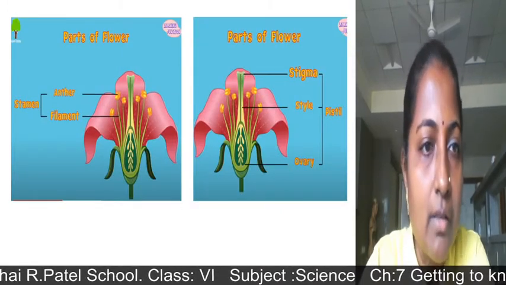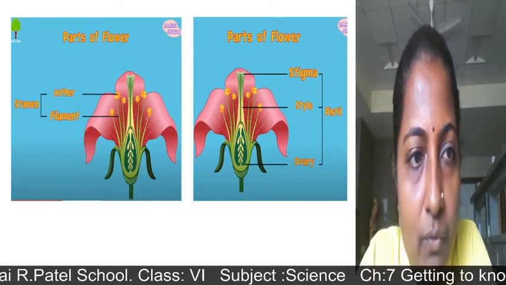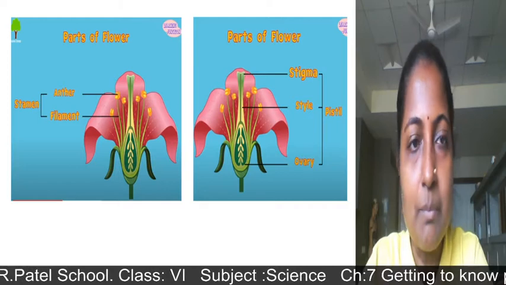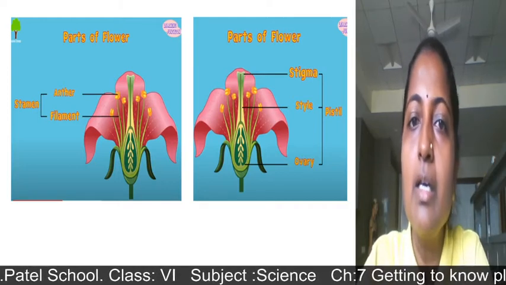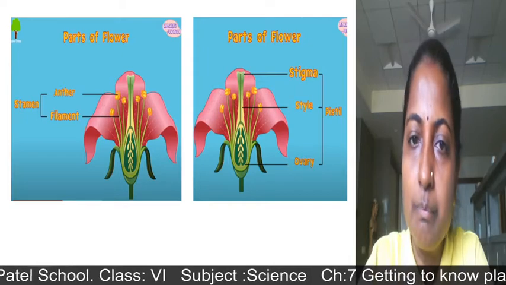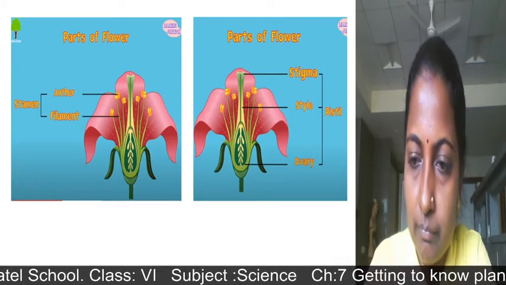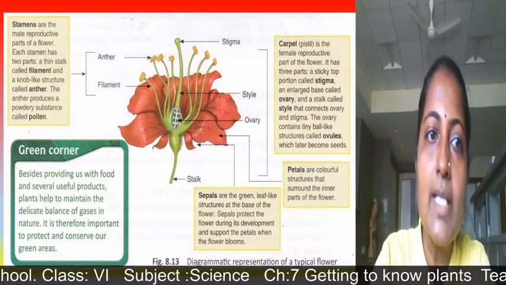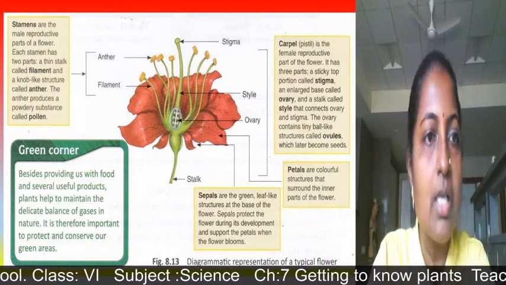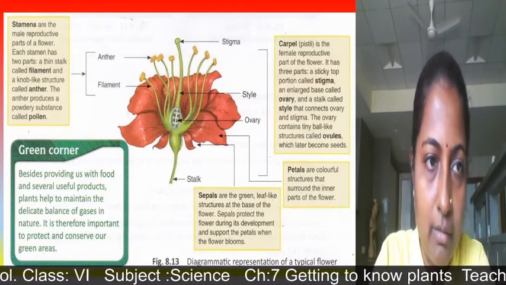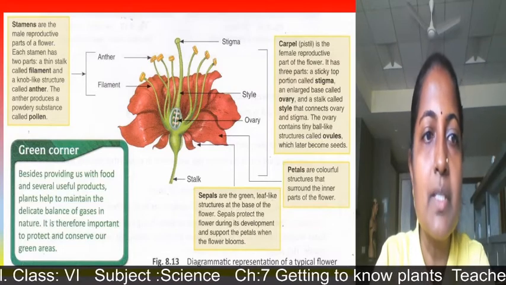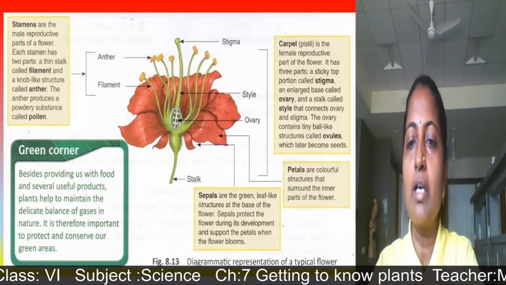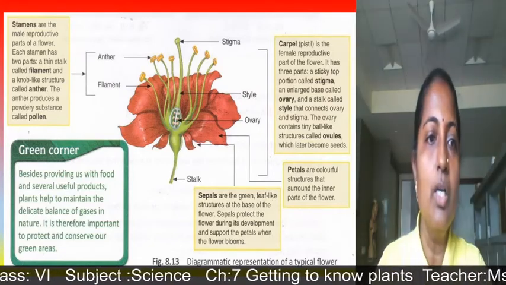Here you can see clearly the male reproductive part and female reproductive part of a flower. Stamen and pistil, that is anther and filament. Stamen, that is the male part of the flower, and the female reproductive part of the flower, that is pistil, that is stigma, style and ovary. Stamens are the male reproductive part of a flower. Each stamen has two parts, a thin stalk called filament and a knob-like structure called anther. The anther produces a powdery substance called pollen. If you touch that, you can see yellowish powder touching your hands, that is called pollen.